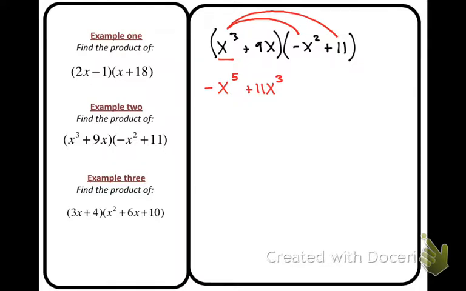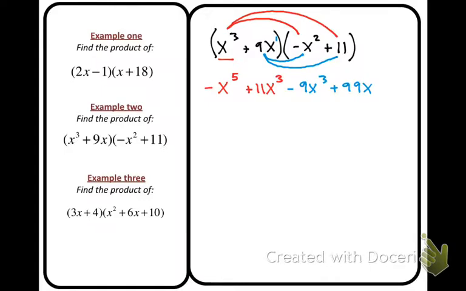Now we look at the 9x squared and we multiply it to the negative x squared. So 9 times negative 1 gives us a negative 9, and x times x squared, remember we got to add those two exponents, there's an invisible 1 there, gives us x cubed. And now we take that 9x and we multiply it to the 11. 11 times 9 is 99. And again, that 11 doesn't offer any x's to multiply to, so it just remains x.